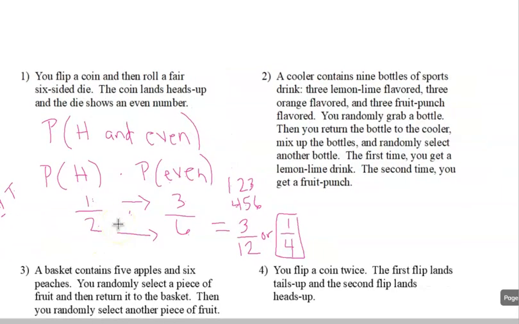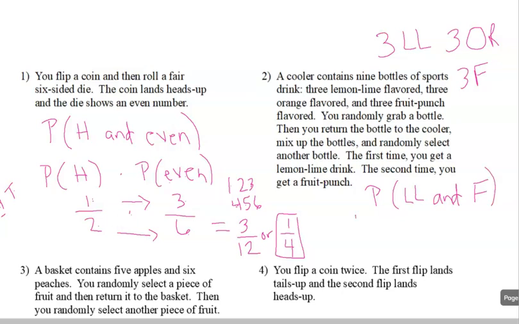Let's look at one that's a little more straightforward. We've got a cooler. It contains 9 bottles of sports drink. There's 3 lemon lime, there's 3 orange, and then there are 3 fruit punch flavored. If we randomly grab a bottle and then we put the bottle back, mix them up, and then pick a second bottle, what's the probability that we will get a lemon lime on our first bottle, and then they want us to get a fruit punch?